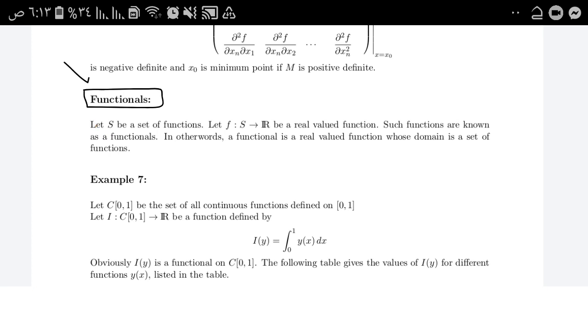So, S be a set of functions. f a real valued function. Such functions are known as a functional.